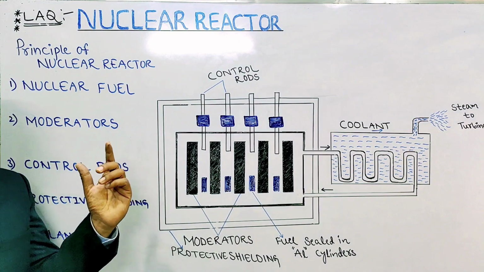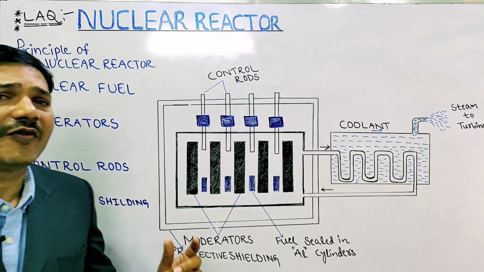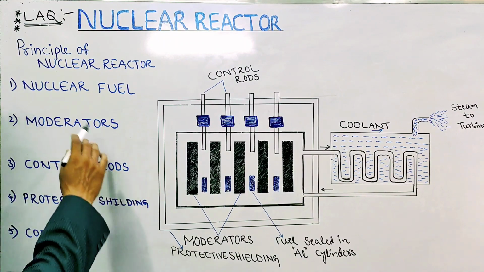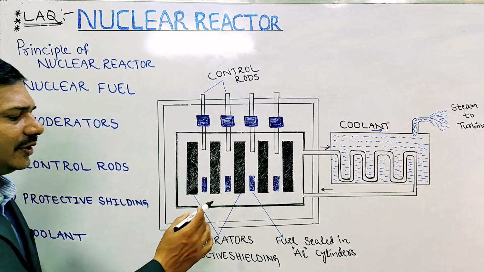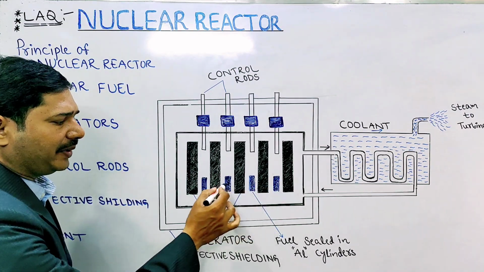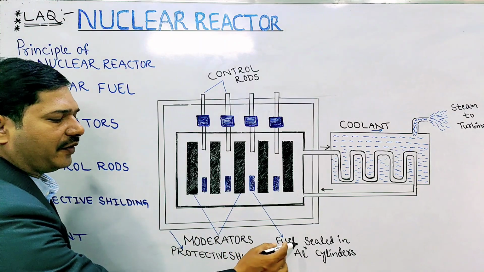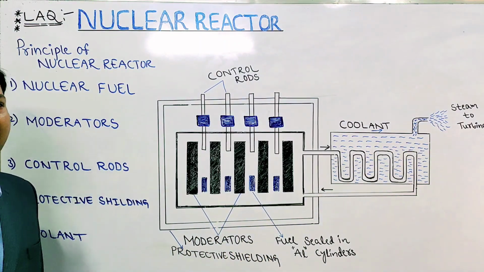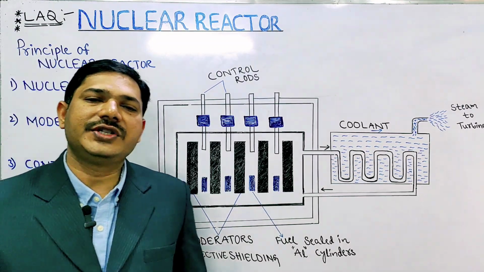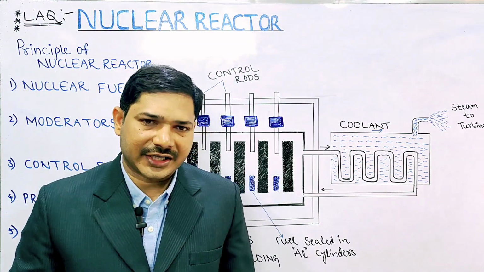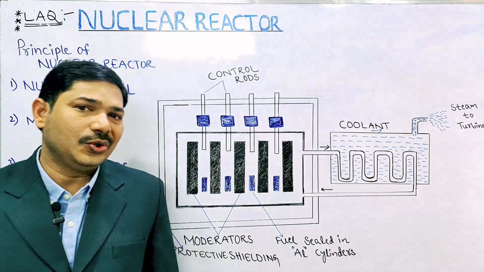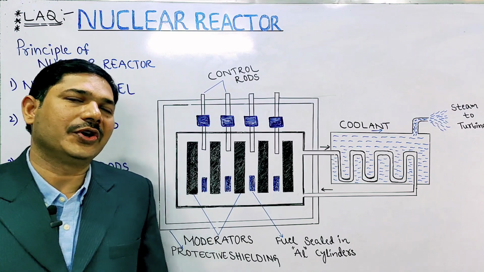A nuclear reactor mainly consists of 5 parts. The first part is nuclear fuel. Nuclear fuels are sealed in aluminum cylinders. Nuclear fuel means the fissionable material used in the reactor.